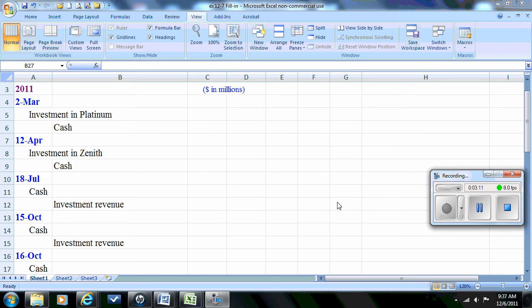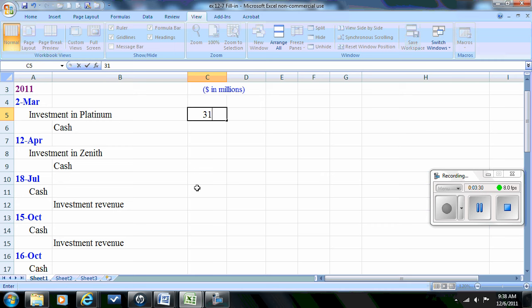Let's begin in our journal entries, and to keep things simple, I'm going to work in millions. On March 2nd, we have our first investment. We paid $31 million for 1 million shares of Platinum. So we're going to increase our investment account by 31, and we're going to reduce down cash for 31. So we have a trade in assets.